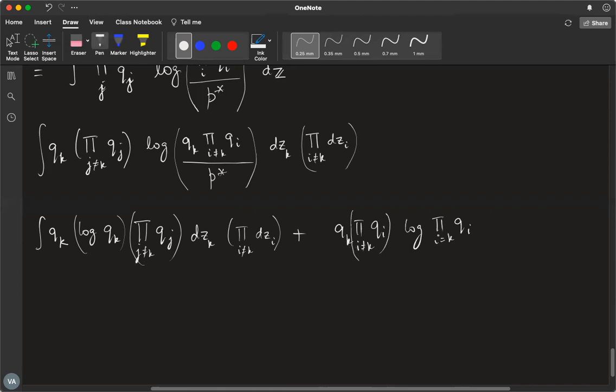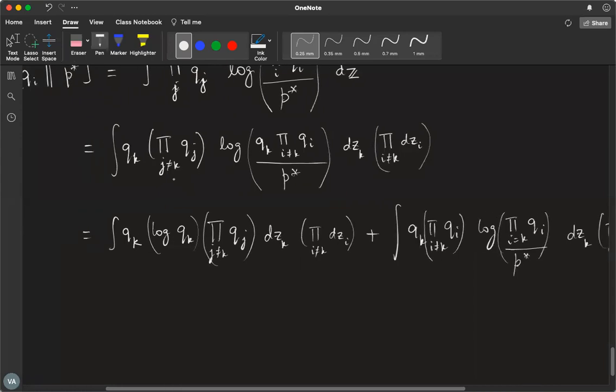Oh, it was j or I. Okay, anyways, it's a dummy variable, and I'm putting this bracket to show that the scope of this dummy variable is only within this much of p star, right? Anything else left? Then again dzk and product over I not equal to k dzi, and then again an integration here. I've split this into two parts.